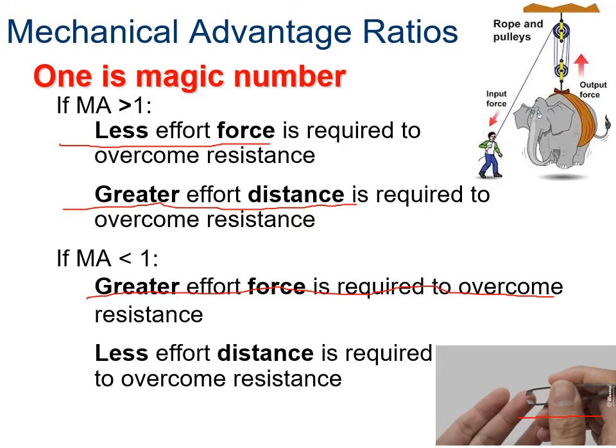All right, so we use tweezers to produce a mechanical advantage of less than 1, so that way when I'm pressing on the tweezers with lots of force over here, the ends of the tweezers have less force, very little force here, so that way I don't break the actual splinter, right? Less effort distance is required in order to overcome the resistance when mechanical advantage is less than 1. Mechanical advantage can never be negative and also can never be 0.